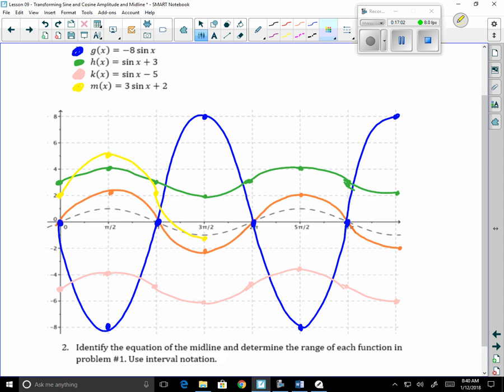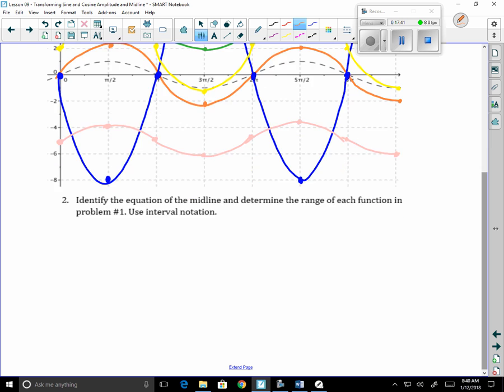Then if I go back up to the midline at 270 degrees, it would be somewhere like here. Then from there, I want to go up by 3, so I'd be at 5 again. Then I go back to my midline again. And then ending at -1 again. So each one of those curves is a sine curve, just with some kind of a stretch or a vertical shift. The next part of this problem asks us to identify the midline and determine the range for each function.